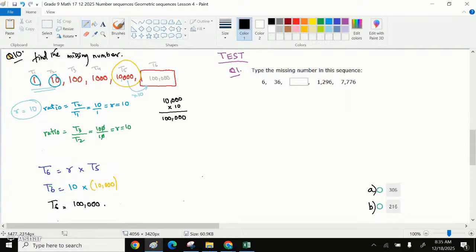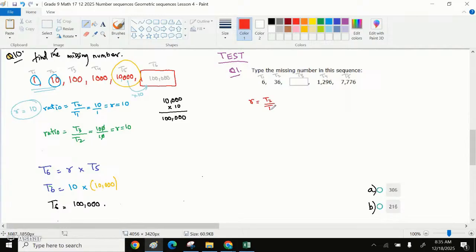Okay, so we need to find the missing number. Let's see what can be the missing number. First thing first, we write term 1, term 2, term 3, term 4, and term number 5. That means we need to find term number 3. Let's find the ratio first.